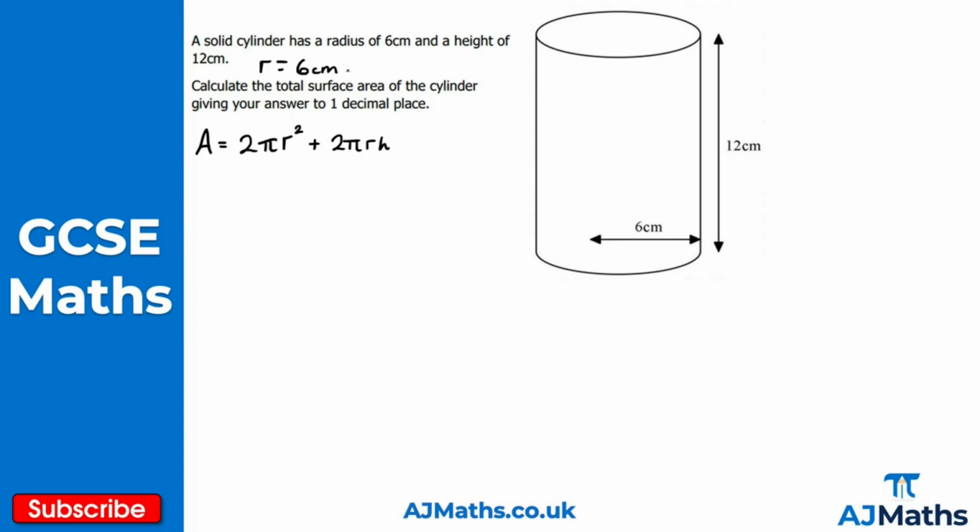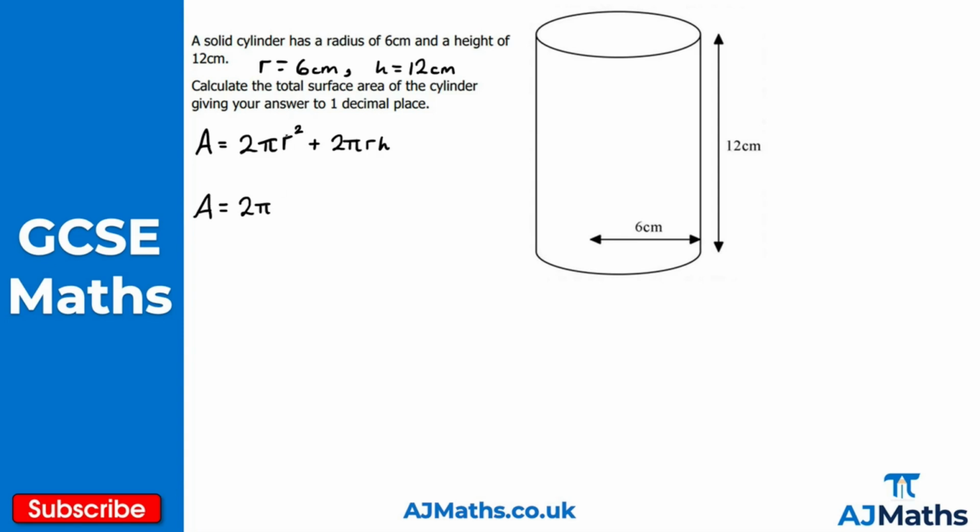That's given to us. And we've got a height of 12 centimeters. Okay, so height of 12 centimeters. And again, all I need to do here now is take this value of r, this value of h, and substitute into our formula. So in that case, we get A is equal here to 2 pi.